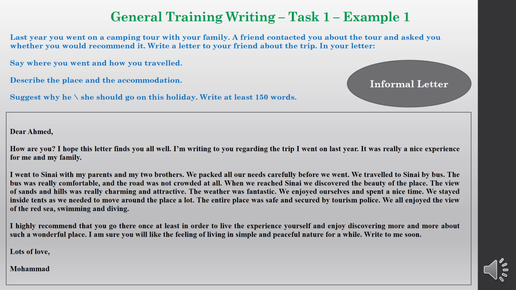Here is an example of a General Training Writing Task 1 for writing an informal letter. The task says, last year you went on a camping tour with your family. A friend contacted you about the tour and asked you whether you would recommend it. Write a letter to your friend about the trip. In your letter, say where you went and how you traveled. Describe the place and the accommodation. Suggest why he or she should go on this holiday. Write at least 150 words.